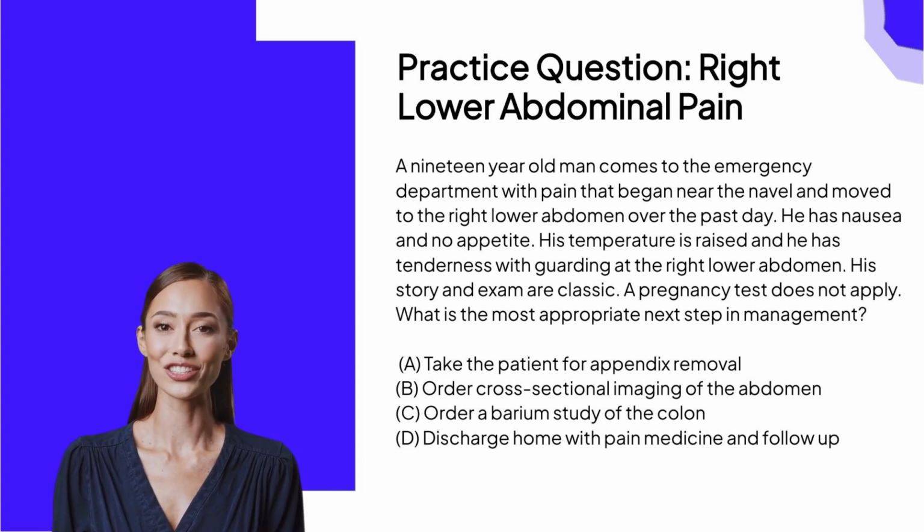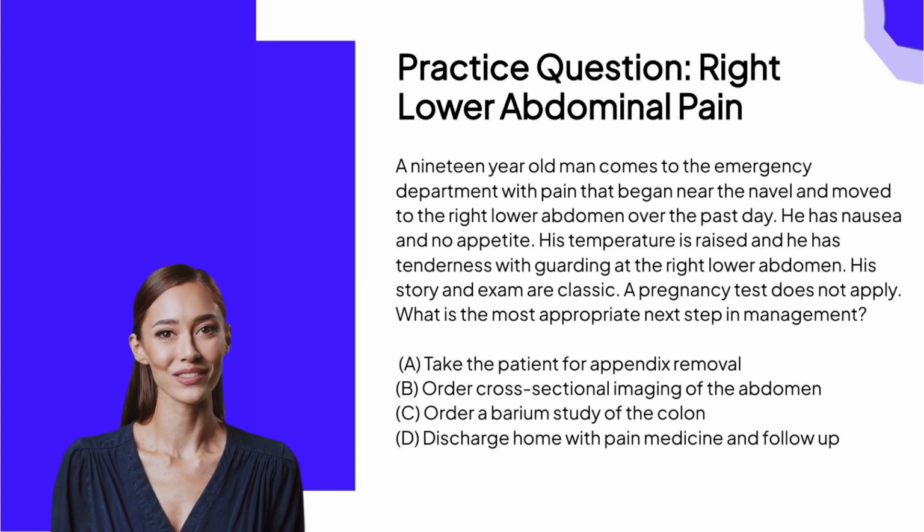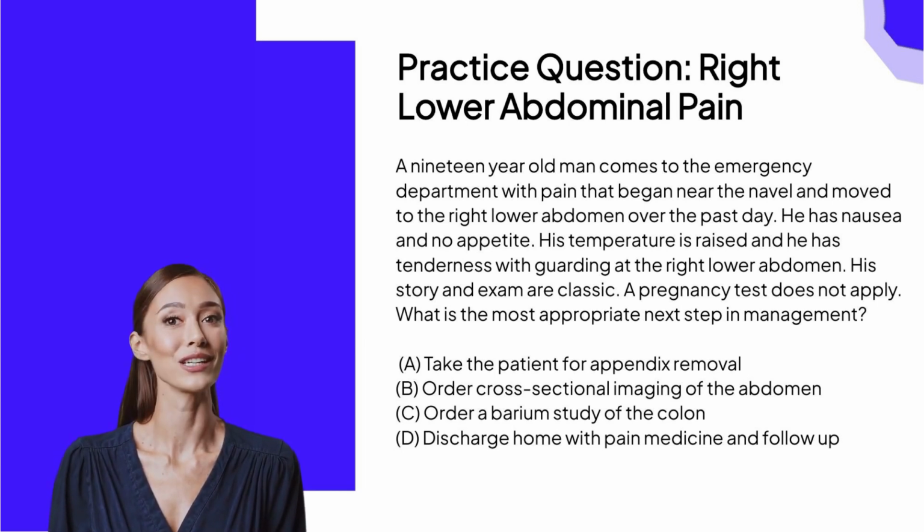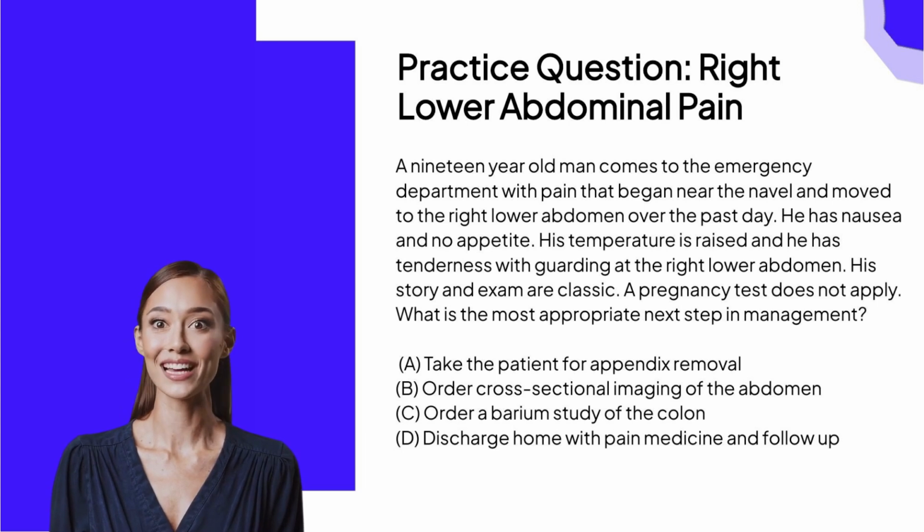Before you look at the choices, run our sorting check. Is this a sick abdomen or a stable one? And is the diagnosis clear or uncertain? Here the picture is both toxic and classic. Read the 4 options and lock in your answer. Then we will walk through the reasoning on the next slide.